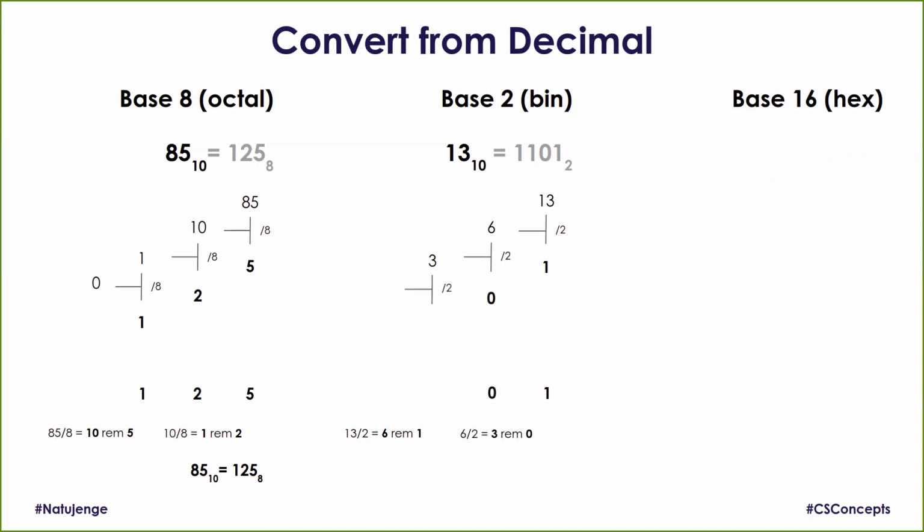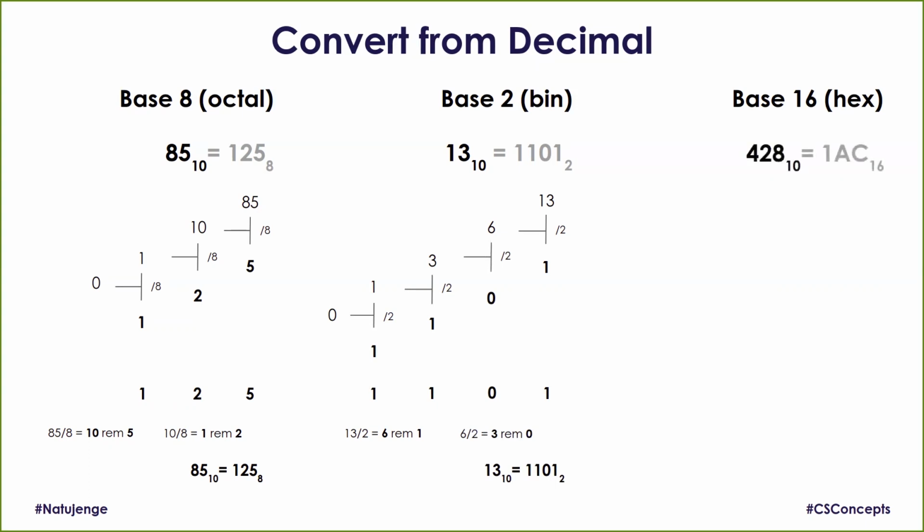So we take 3 divided by 2, we get 1, remainder 1. So we essentially record the remainder. Then finally, the remaining 1 divided by 2, we get 0, remainder 1, and then we record the remainder. That way, we know that 13 to base 10 is equivalent to 1101 to base 2.